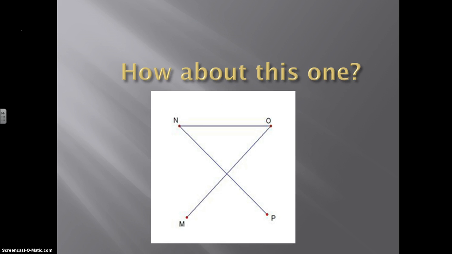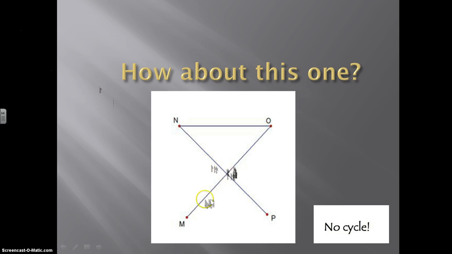And how about this graph? Do we have a cycle? You'll notice in this graph we do not, because there's not a vertex here, so you can't turn around right here. If you started at M and went to O and then to N and then to P, you would not be returning back to where you started. So this graph does not have a cycle.